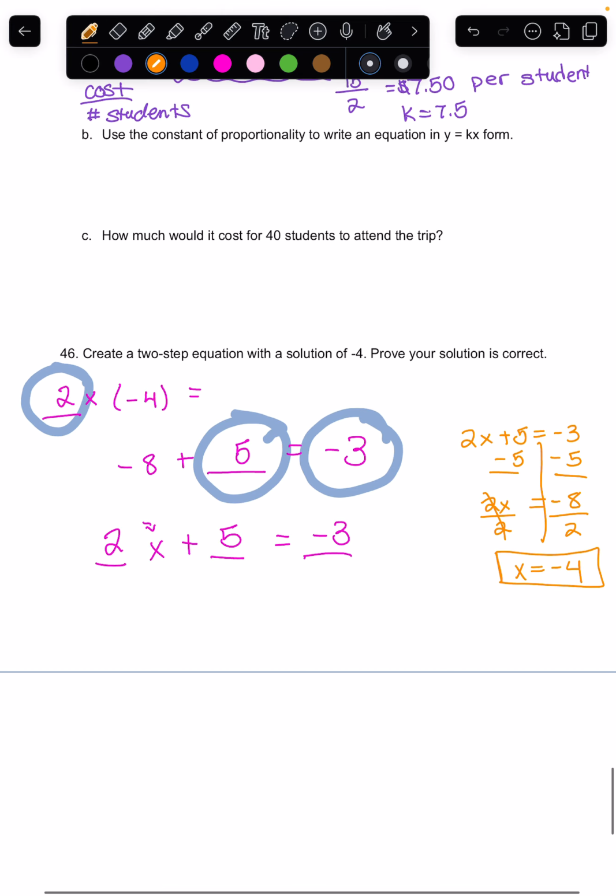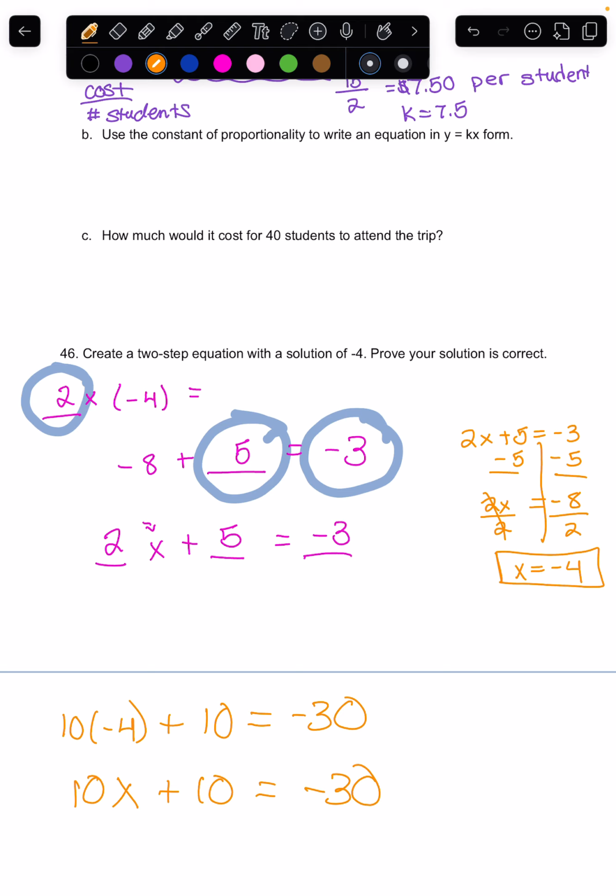I could do 10 times -4 plus 10, right? And that's going to give me -30. I replace the -4 with x, and there's my two-step equation that if I was going to solve, I would end up with -4, right?